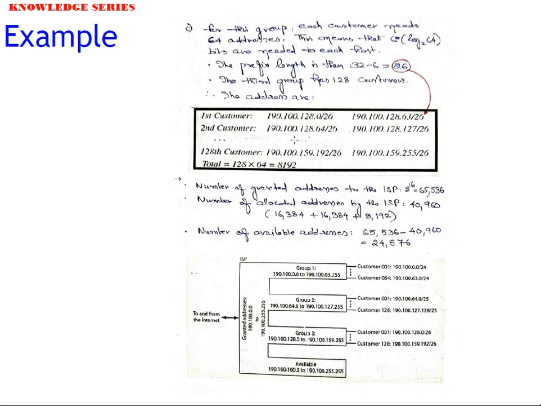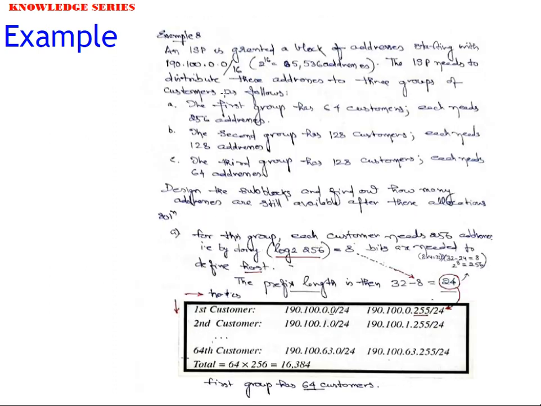Now this slide has gone in a reverse way. So this is the C part. To understand this particular case, let's see this one. The question is that the internet service provider is given the IP 190.100.0.0/16. From here we have to find the ISP need for the distribution. The first group has 64 customers, the second group has 128 customers, the third group has 128 customers. The first group has 64 customers and each needs 256 addresses.